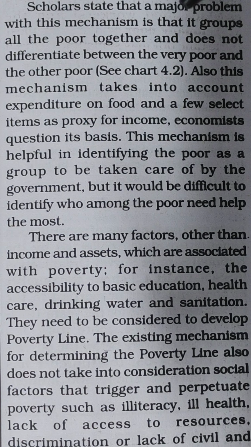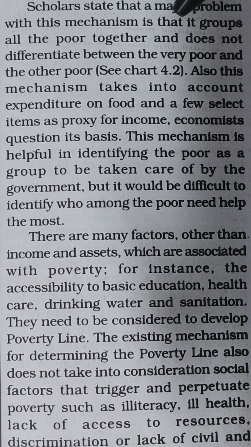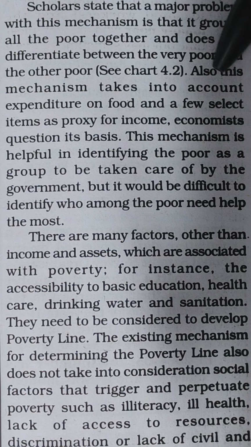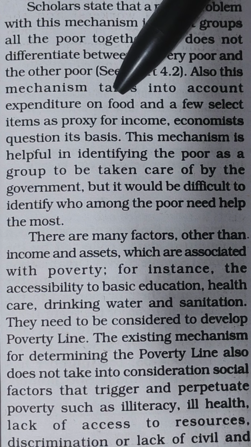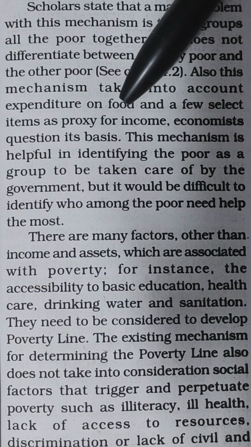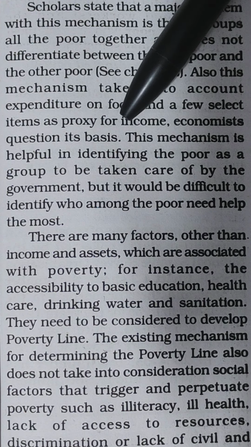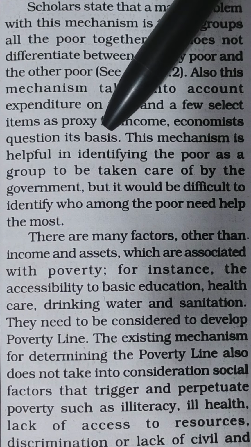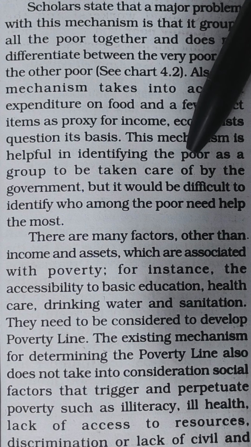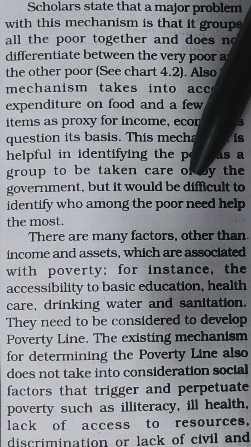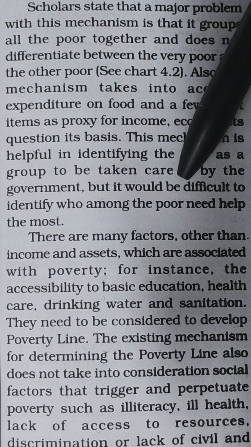Scholars state that a major problem with this mechanism is that it groups all the poor together and does not differentiate between the very poor and the other poor. Also, this mechanism takes into account expenditure on food and a few select items as proxy for income. Economists question its basis. This mechanism is helpful in identifying the poor as a group to be taken care of by the government, but it would be difficult to identify who among the poor need help the most.